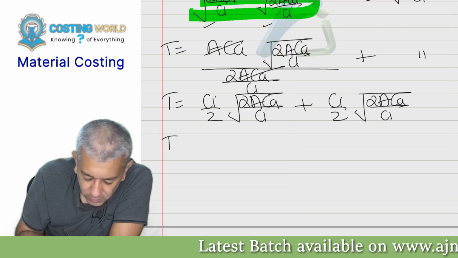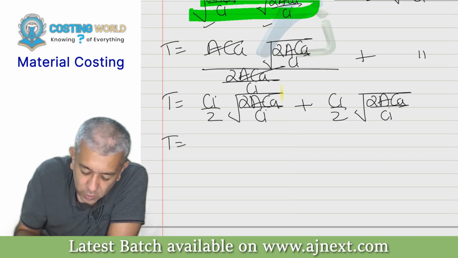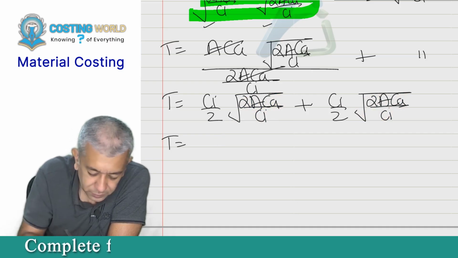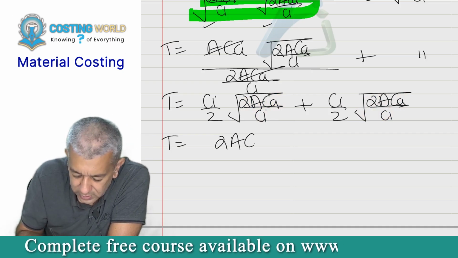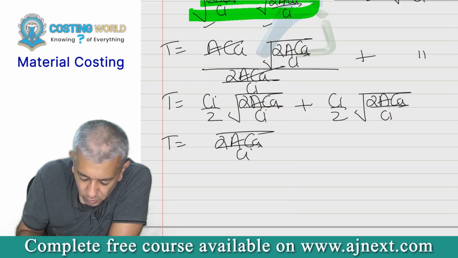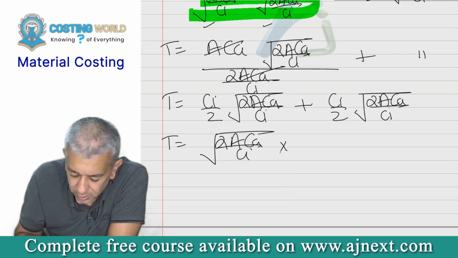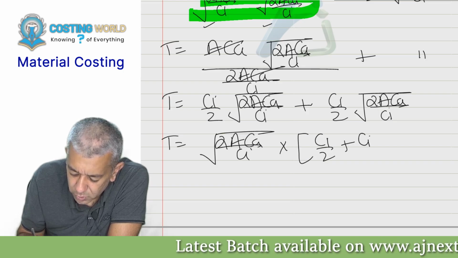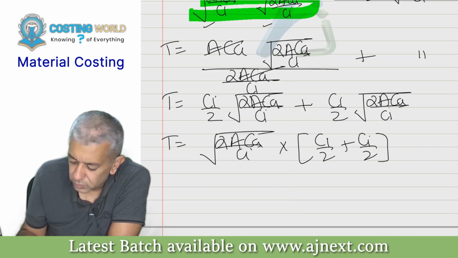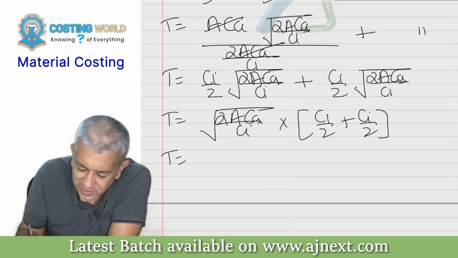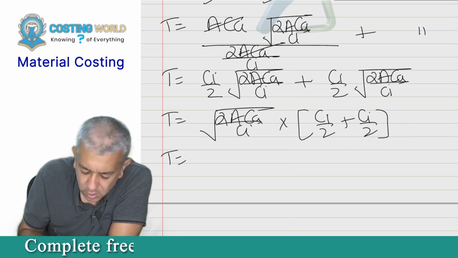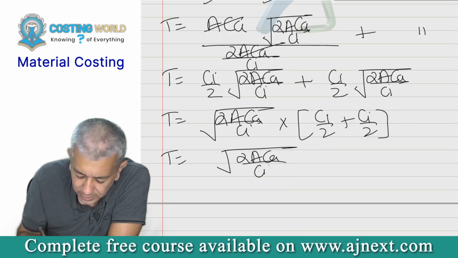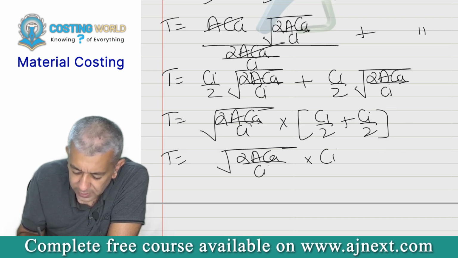Okay. So now write down T is equal to, I am taking this square root wala stuff common over here. So write down square root of 2ACA upon CI into, can we say in bracket you will have CI upon 2 plus CI upon 2, no? So T is equal to, can you say half plus half will make it full, no? So therefore square root of 2ACA upon CI into CI.